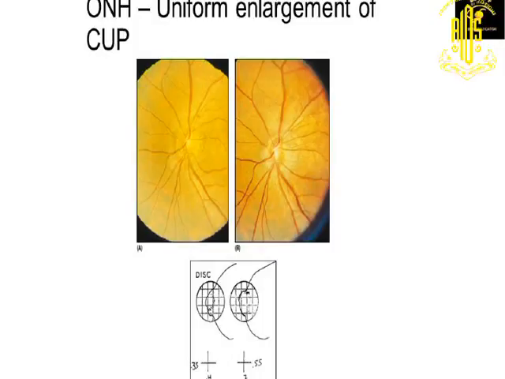Can you delineate the cup and the disc? There's an absolute uniform enlargement, and in this kind of picture, if you keep a drawn picture, then next time when the patient comes on a follow-up, you can see your picture and get back your previous image of what you had actually seen when there is this kind of uniform enlargement of the cup.